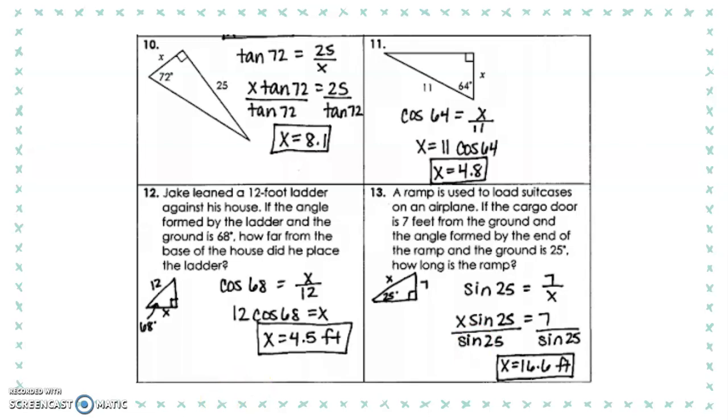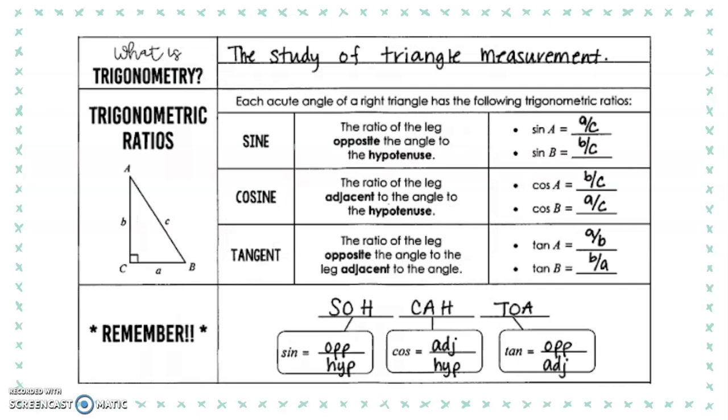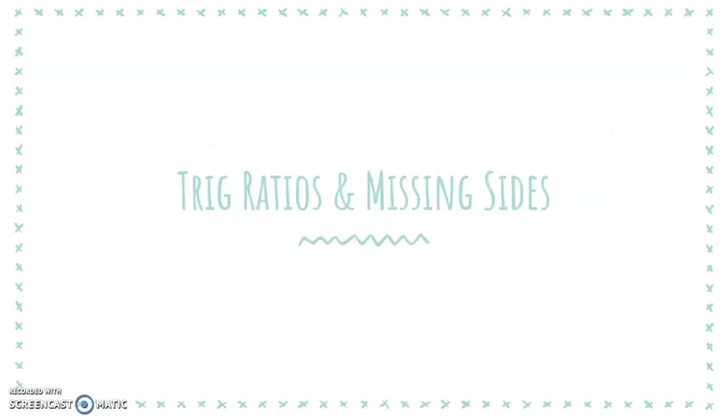So when it comes to finding the missing sides of a right triangle, we're really going to use these trig ratios, and we're going to remember it using SOHCAHTOA, and that's for our missing sides.